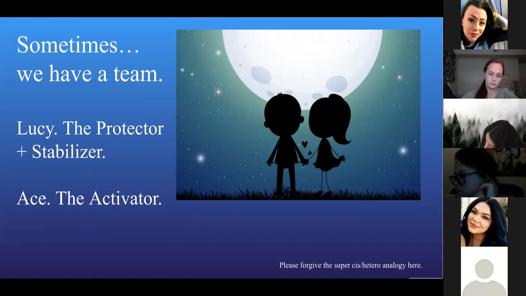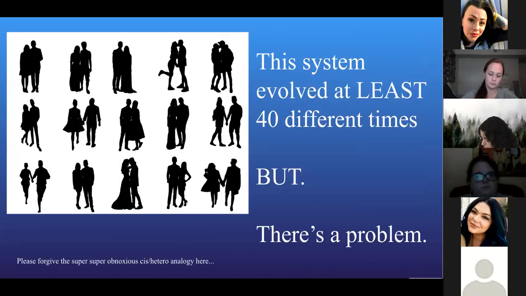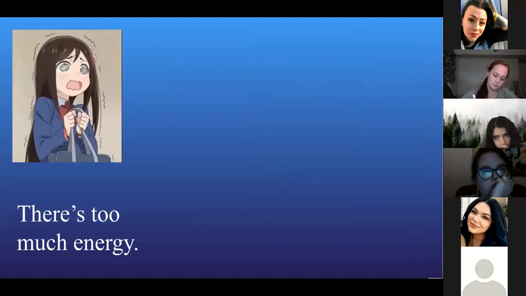Now, this pairing, this combination of things, this evolved at least 40 different times. So we've got at least 40 different Lucys. We've got at least 40 different aces. And when they pair up, they prevent the oxygen damage that we see over and over again. But as usual, we have a problem. Well, the problem is there's too much energy.